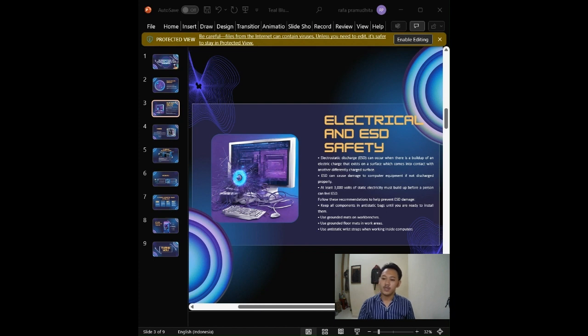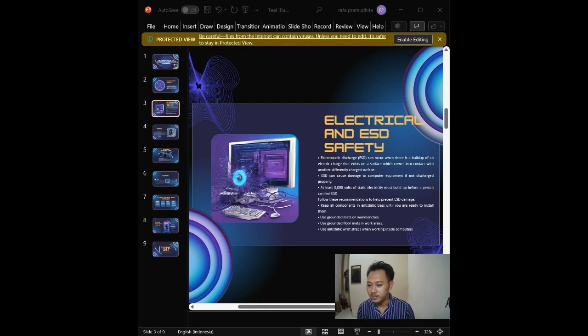Electrical and ESD safety. Electrostatic discharge, ESD, can occur when there is a buildup of an electric charge of a certain size on a surface which comes into contact with another differently charged surface. ESD can cause damage to computer equipment if not discharged properly.